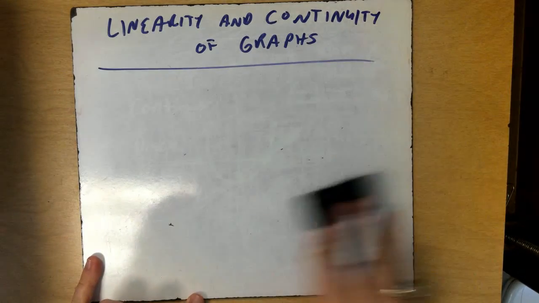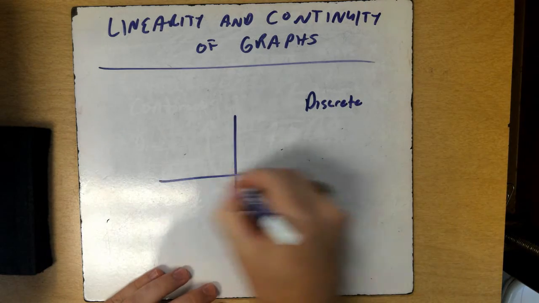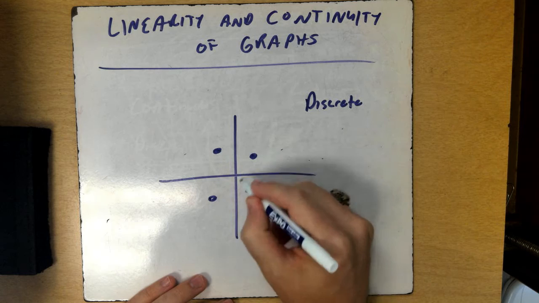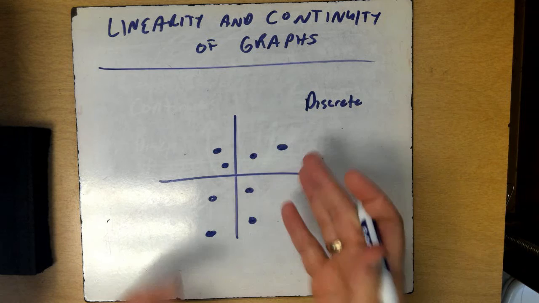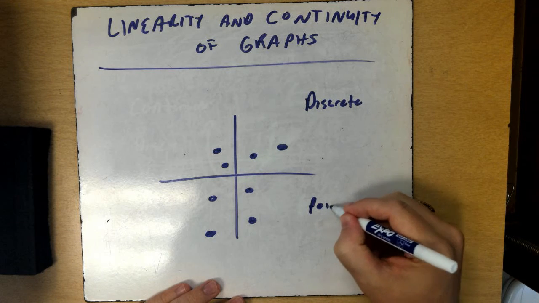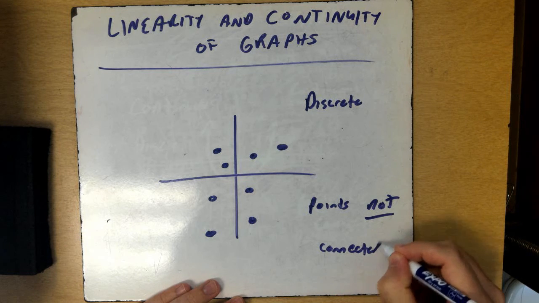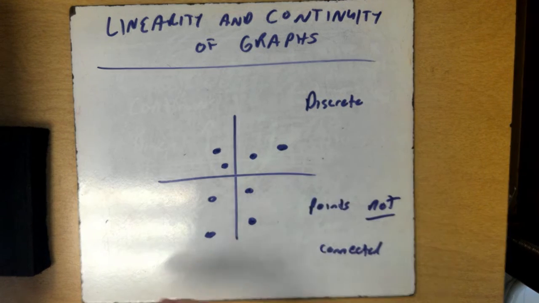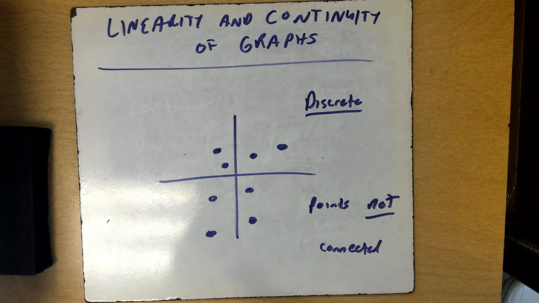Another way you could have it is if your graph is discrete. If they're discrete, it just means the points are not connected. So you could have points kind of anywhere, right? There's no rhyme or reason to them. They're just kind of there. This would be a discrete graph, okay? Points not connected. So that's pretty much it, right? Continuous, a line or a curve. Discrete, points not connected. It's just kind of random points on there, okay?